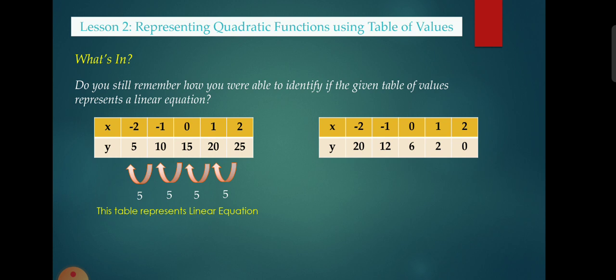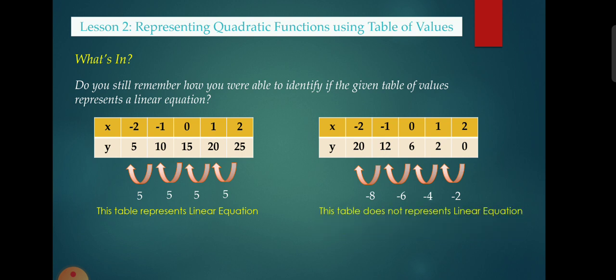The second table has given values of x and y. So we will do the same. We subtract the values of y from right to left. So what is 0 minus 2? That is negative 2. 2 minus 6, negative 4. 6 minus 12, negative 6. 12 minus 20, negative 8. So the differences keep changing, right? Negative 2, negative 4, negative 6, negative 8. So obviously this table does not represent a linear equation.